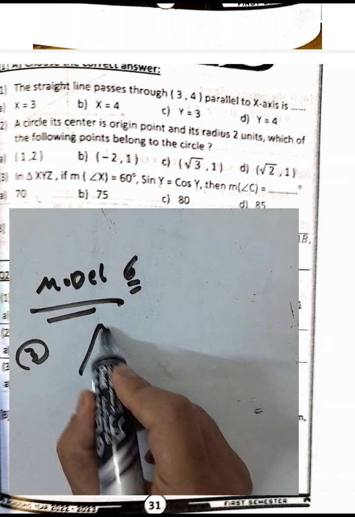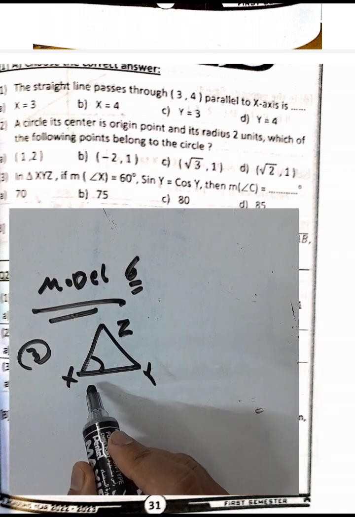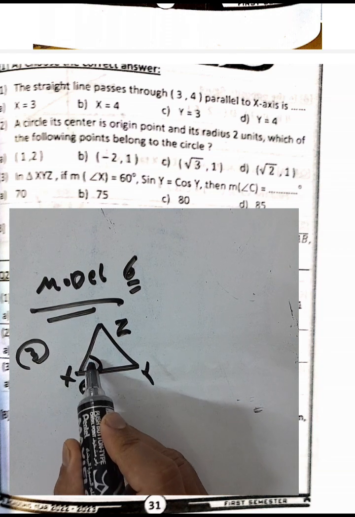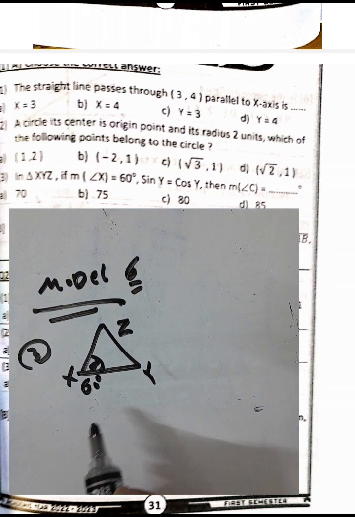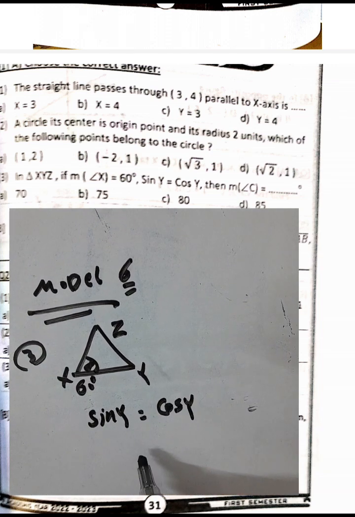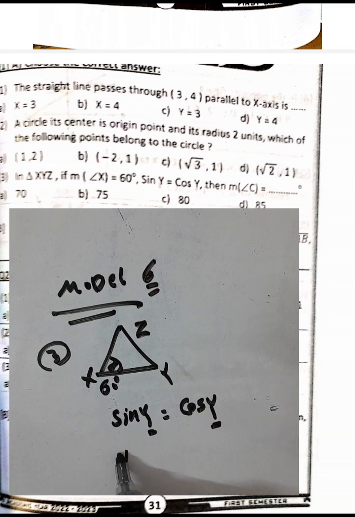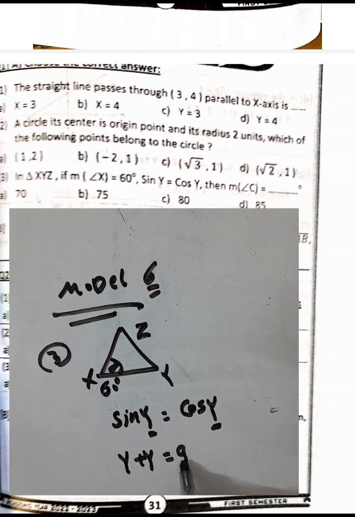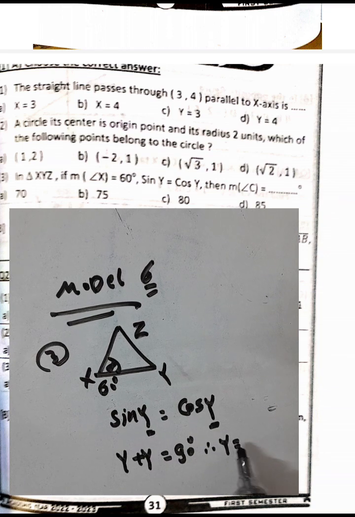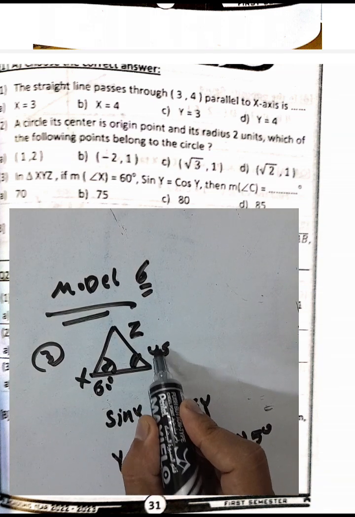We have triangle X, Y and Z. The measure of angle X equals 60 degrees, and they give us sine Y equals cosine Y. Its meaning is that the measure of angle Y plus the measure of angle Y equals 90 degrees, then Y plus Y equals 90 degrees, then Y will be 45 degrees. The measure of angle Y will be 45.